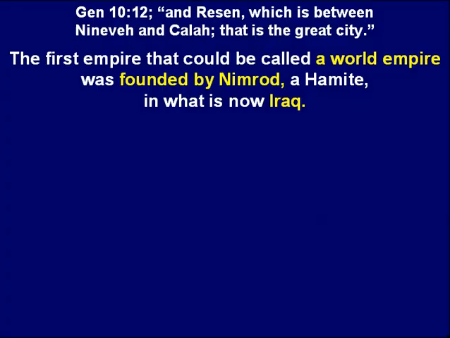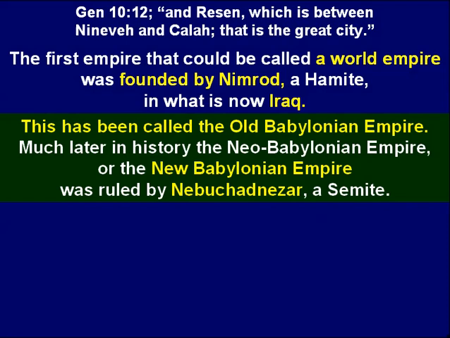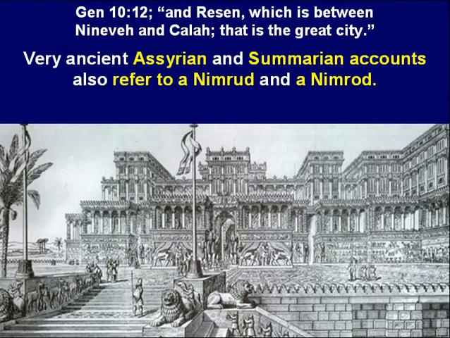The first empire that could be called a world empire was founded by Nimrod, a Hamite, in what is now Iraq. This has been called the Old Babylonian Empire. Much later in history, the Neo-Babylonian Empire or the New Babylonian Empire was ruled by Nebuchadnezzar, a Semite, the king who took the nation of Judah into exile and destroyed Jerusalem in 586-7 BC. The very ancient Assyrian and Sumerian accounts also refer to Nimrod.